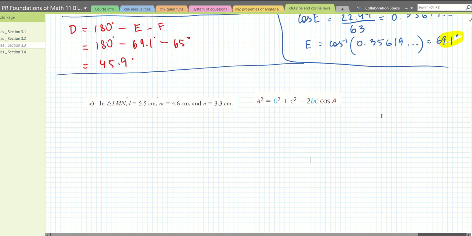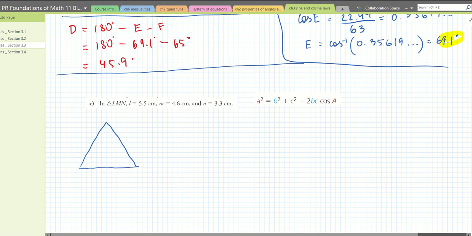Okay, so let's do question C. Again, I just inserted the question down here so I can see it better. Again, this is our cosine law on the right. Start with a diagram of a triangle. Label the sides.